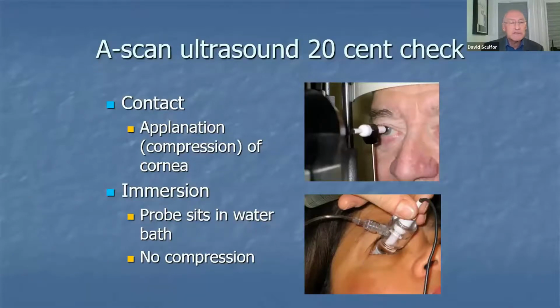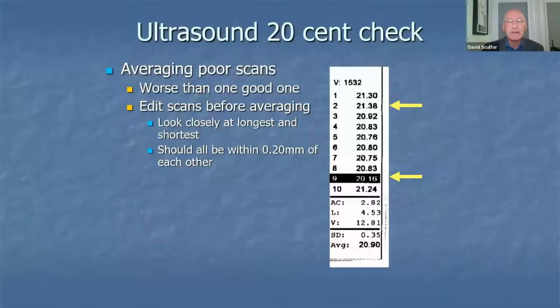The alternative is to use an immersion probe. In this case, the probe sits in a water bath, which is that little plastic device you can see held against the eye there. And the key advantage of that is that because the weight is spread around the limbus, there's no corneal compression taking place, and therefore you'll get much more repeatable results. So it's a bit harder to learn and a bit messy at first, but you will get some excellent results once you've mastered the technique. But your A-scan ultrasound results should pass the 20-cent check.